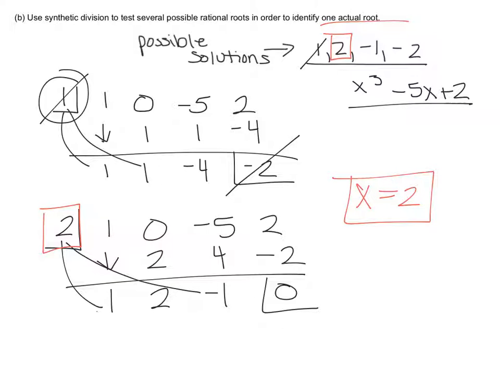And my quotient is x squared plus 2x minus 1. I got the x squared because I just subtracted 1 from the highest exponent of my original problem. Part C, use the root from part B to solve the equation. I already found one solution to be 2. Now I'm going to find my other solutions. To do that, we're going to use the quotient that we found in part B, which is x squared plus 2x minus 1, and set it equal to 0, and solve for x.